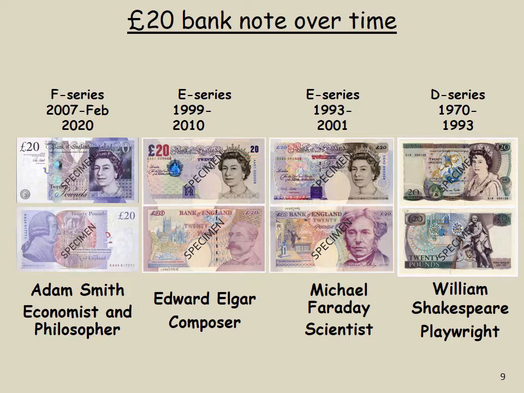So you'll see our £20 note has changed significantly over time, and you'll also see, looking at the pictures of the Queen, her image has also changed slightly, as well as the clothes that she has worn. The clothes are also used to represent the time that the £20 note represents.